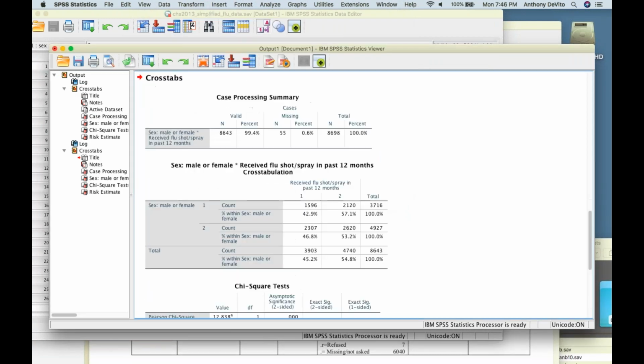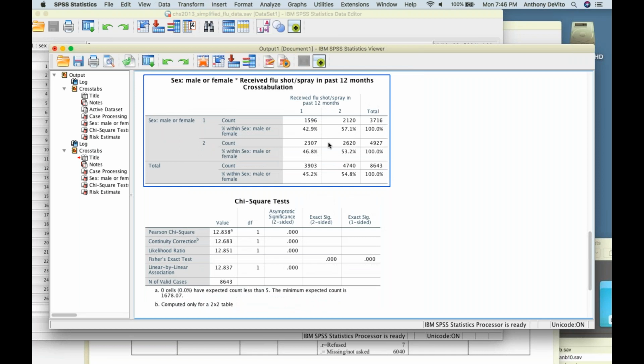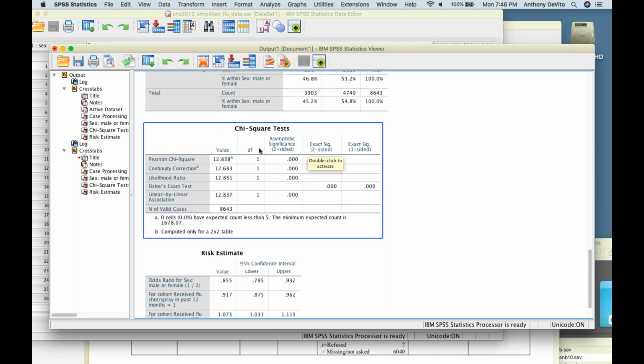Okay, so as far as risk is concerned, 42% of people who are 1, whatever that is, male or female, got a flu shot, and 46% of people who are 2 got a flu shot. That's assuming that 1 is yes and 2 is no. I don't know if that's the case or not, right? So that's your crosstab table, right? Okay, and you get to compare the percentages.